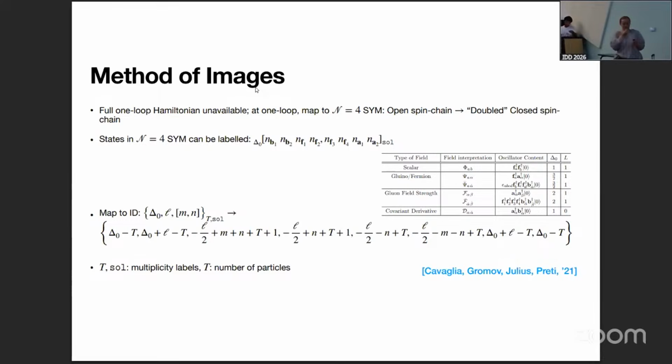And given this Hamiltonian, how can we jump to N=4? There was an observation made during this collaboration that there is a mapping you can do to N=4 super Yang-Mills at the one loop level. So basically your one loop dimensions are exactly the one loop dimensions for N=4.